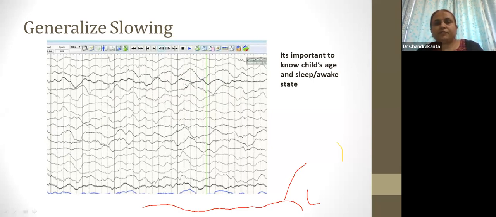But if it is a sleep EEG, N2 or N3 stage, then this EEG is perfectly normal because we get delta in sleep. So before commenting that it is slowing, you need to confirm whether the child is sleeping or the child is awake.